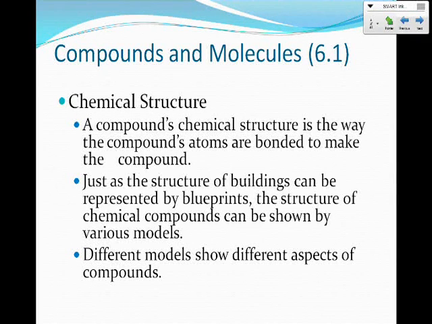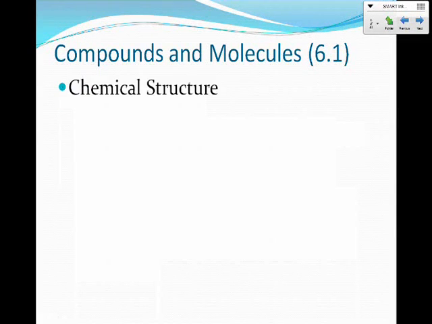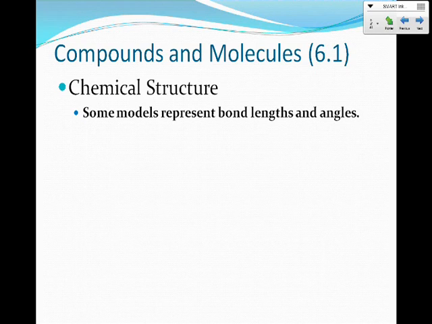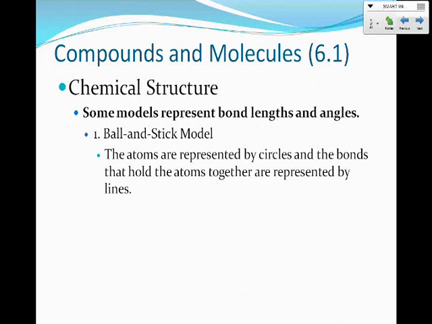Now, there are different models that will show different aspects of the compound. And the first type of models that we're going to talk about are those that show bond lengths and bond angles. There are two models that can show bond lengths and bond angles. The first is the ball and stick model. This is where the atoms are represented by circles and the bonds that hold the atoms together are represented by lines. And you'll see a picture of one in your notes.